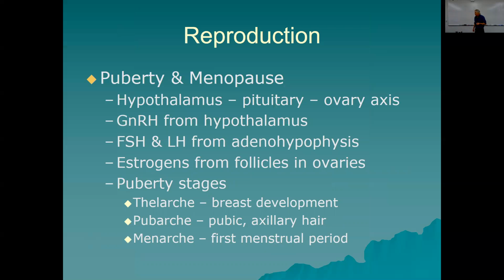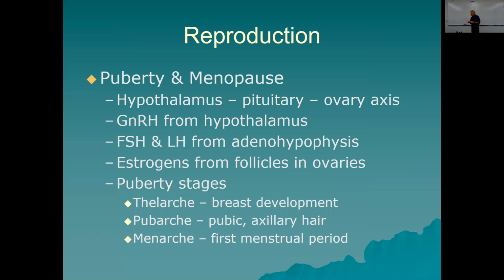Puberty and menopause. So we have a hypothalamus, pituitary, ovary axis, right? GnRH from the hypothalamus, which is first produced at puberty, stimulates the production of FSH and LH from the anterior pituitary. FSH and LH stimulate the production of estrogens, female sexual hormones. The most common is called estradiol, from the ovary. Right? And then we're going to learn that estrogen feeds back upon the hypothalamus and pituitary to turn off FSH, LH, and GnRH.